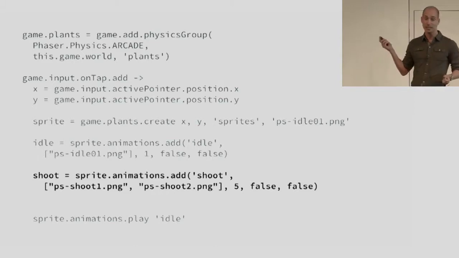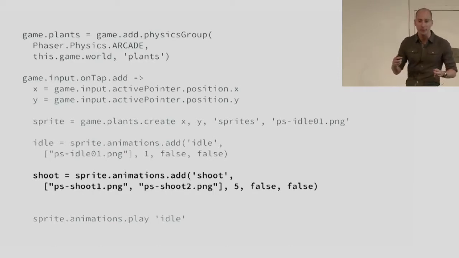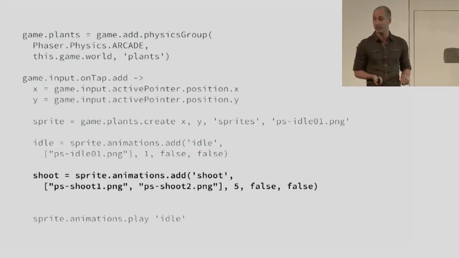Lastly, we want to teach the plants how to shoot, at least from an animation perspective. So when they decide they're going to shoot, we'll have some animation we can trigger that'll make them look like they're spitting out a little pea. So that's very similar to the other animations that you've seen me set up before.